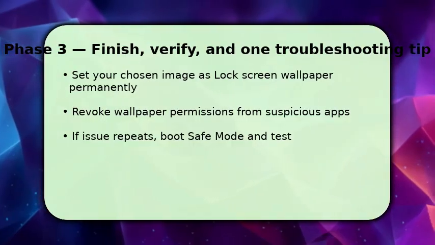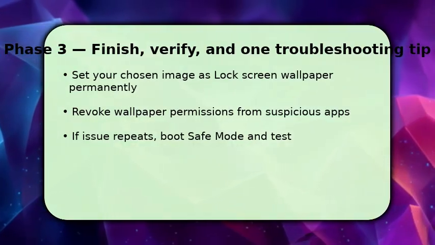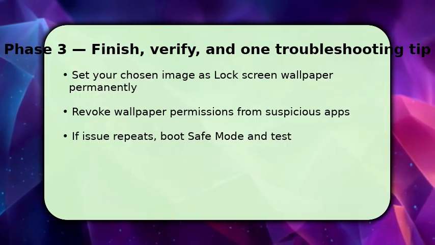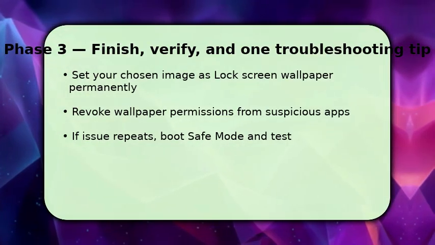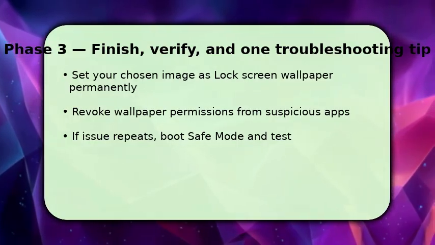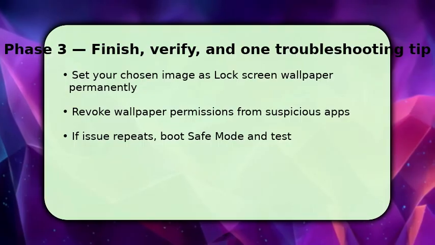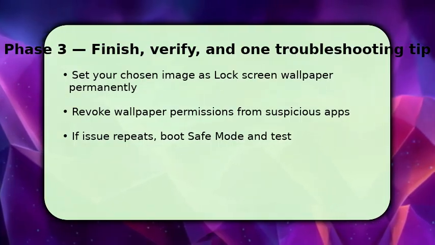Finally, set your selected image as the lock screen wallpaper and choose the option that applies it permanently. Then, go to Apps > Special Access > Change System Settings and revoke permissions for any app you distrust. This prevents future automatic changes.